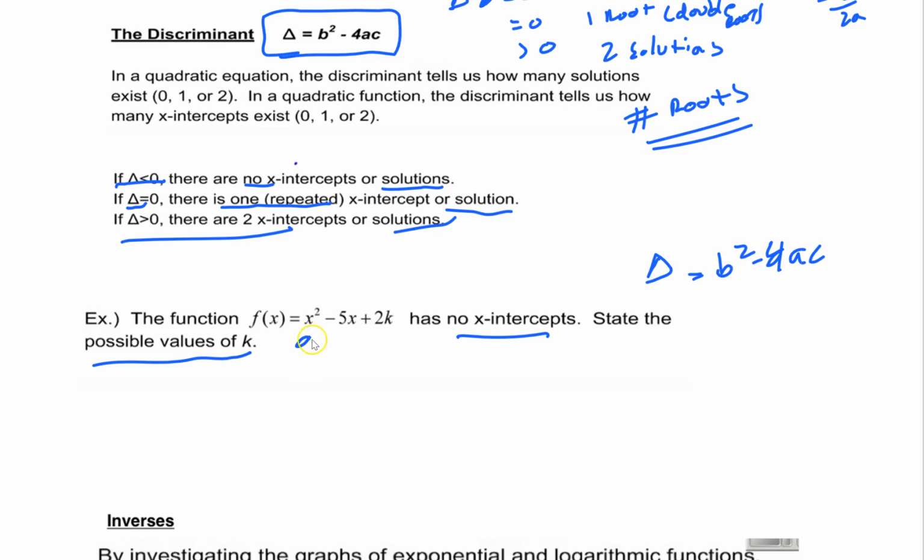Right? And then here's my a, here's my b, here's my c. Now, no x-intercept means there's no solutions, so it's this one. You're gonna set this less than 0. So let's get my discriminant out. Less than 0, right? Because that's what it said, no x-intercepts. So plug everything in.